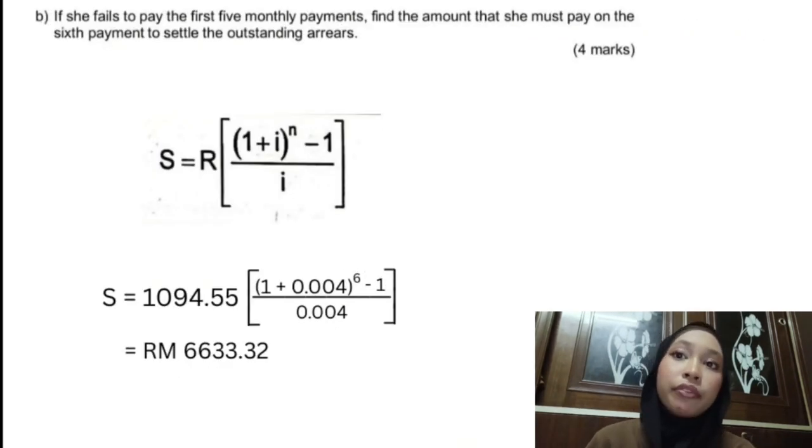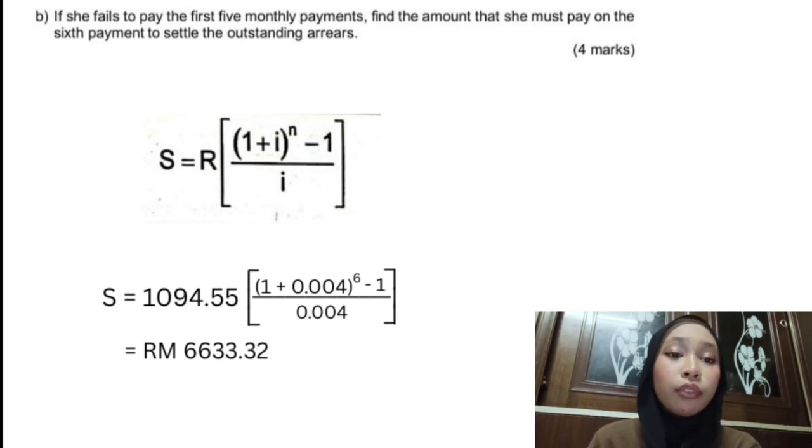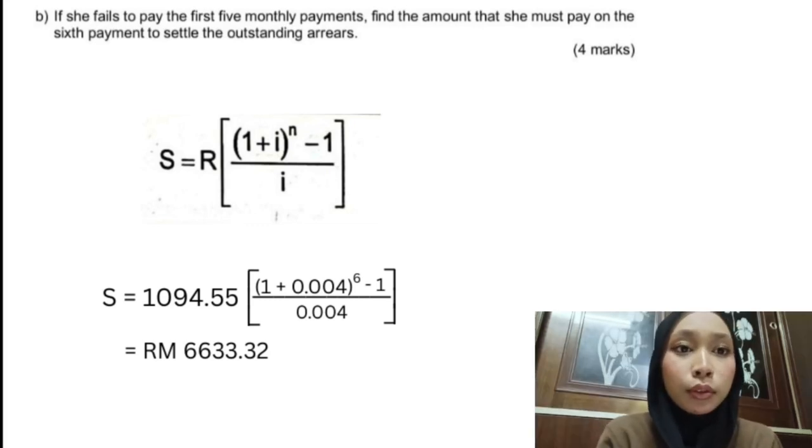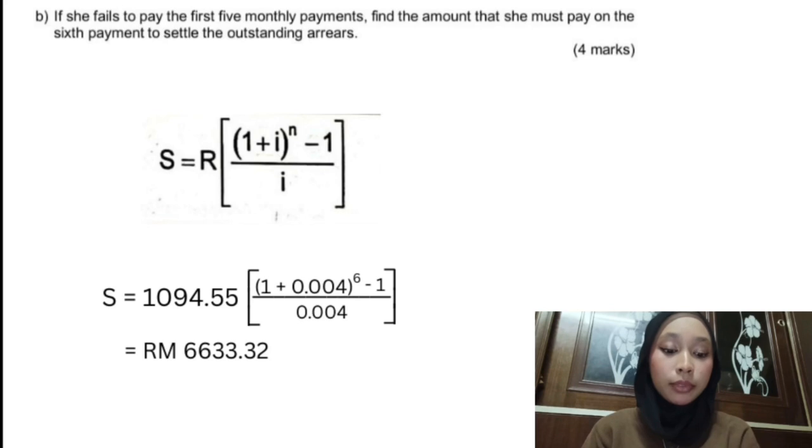If she fails to pay the first 5 monthly payments, find the amount that she must pay on the 6th payment to settle the outstanding arrears. So in this question, we need to use the future value formula, which is S equals R times ((1 plus I) to the power N, minus 1) over I. Now we need to find the S, which is the amount that she has to pay. We already have the R, I, and N, so just substitute them into the formula. But the N, we need to change it into 6 because we want to find the amount for 6 months. So after you substitute the amounts, you get the answer, which is RM6633.32. That's the final answer.